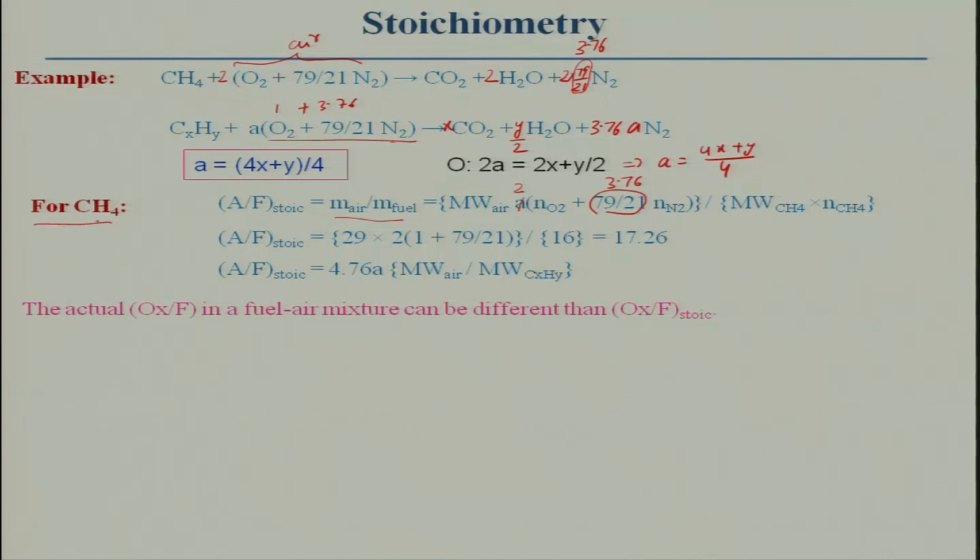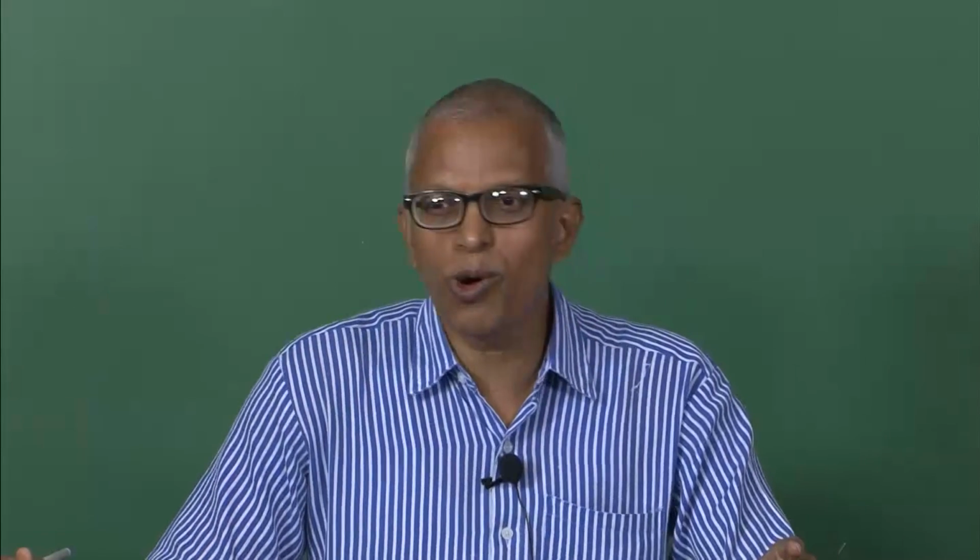Basically the stoichiometric value is a theoretical value of the air-fuel ratio, or fuel-air ratio or fuel-oxidizer ratio, required for complete combustion. But in a real situation, if I give that amount of air to burn 1 kg of fuel, let us say for methane I am supplying 17.26 kg of air for burning 1 kg of fuel, will complete combustion take place or not? Yes or no?